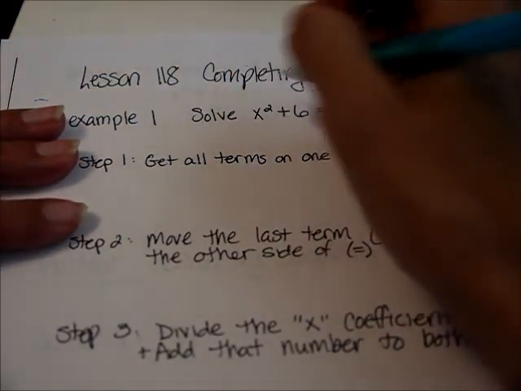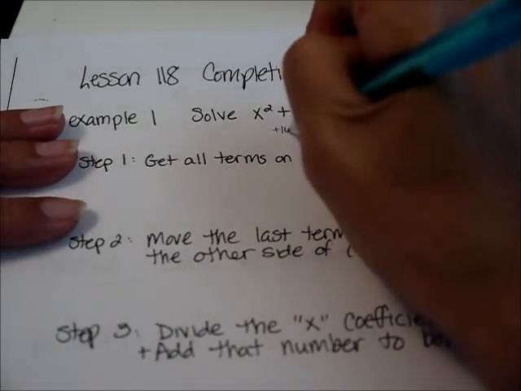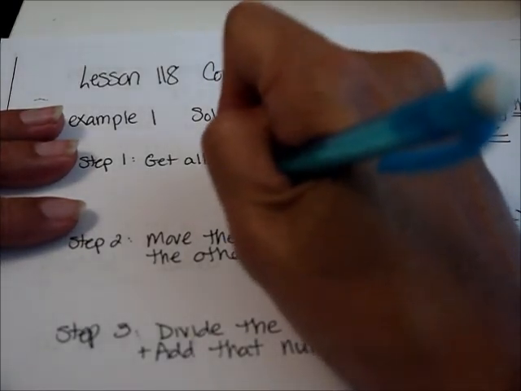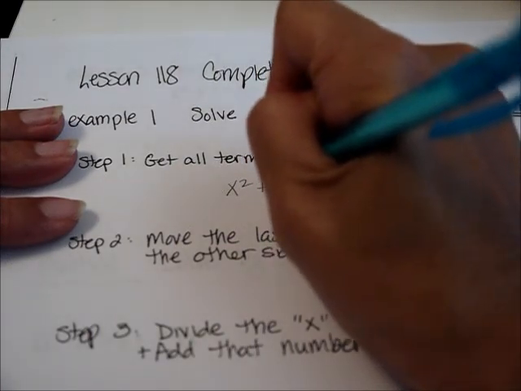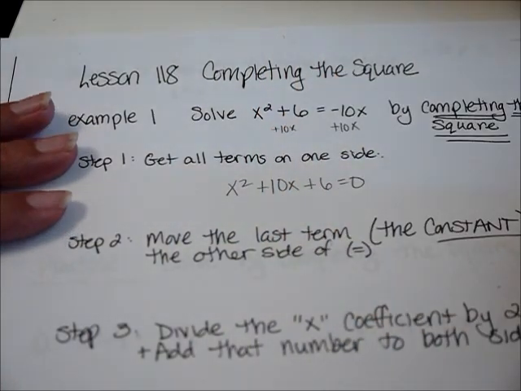Get all the terms onto one side. So I would add 10x to both sides. x squared plus 10x plus 6 equals 0.